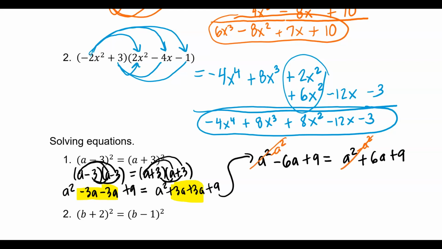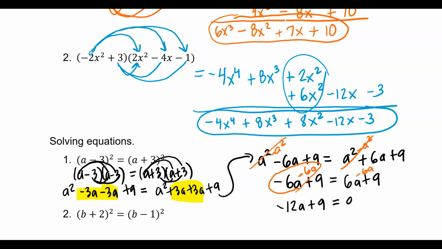That's awesome. We don't have to deal with the a squareds because they cancel out. So now we simply have negative 6a plus 9 equals 6a plus 9. You could subtract 6a here, right, to get it over here. Notice that these do not cancel because they do not have opposite signs. So what we get is negative 12a plus 9 equals 9.